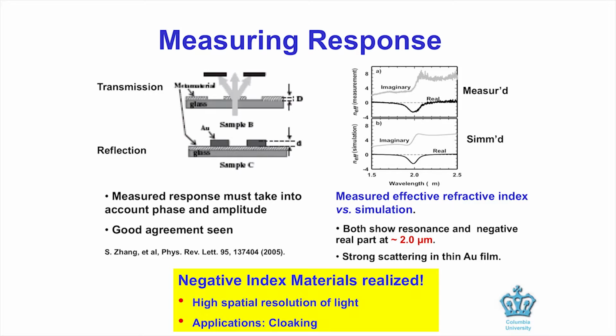So Steve actually set this up at the University of New Mexico. We collaborated with him, doing the computational work, and you can see that the measured feature and the simulated feature are identical. So that means you can make negative index material. It's high spatial resolution of light, and one of the applications is cloaking.